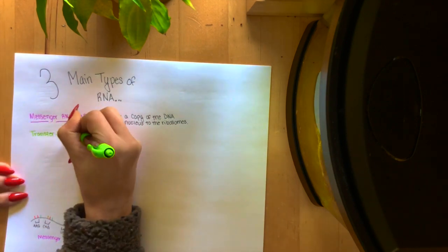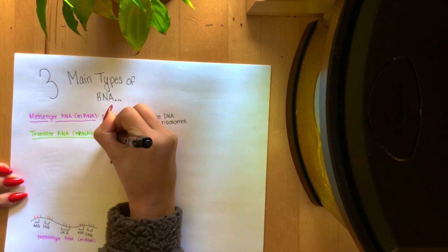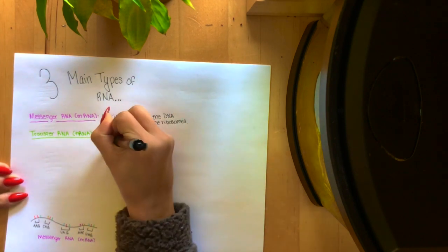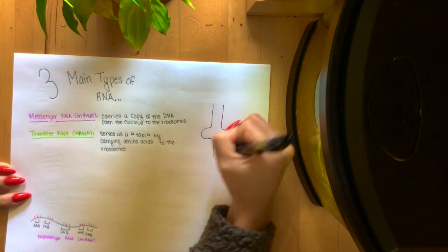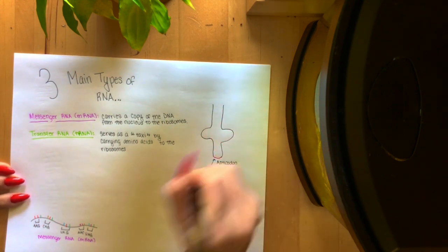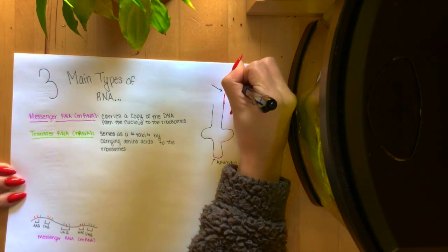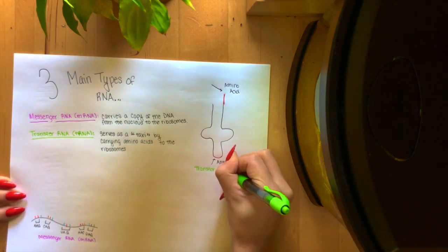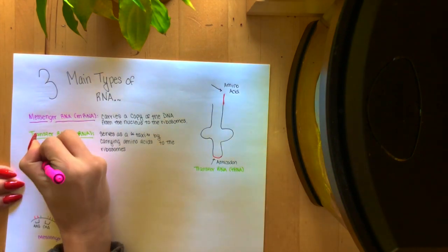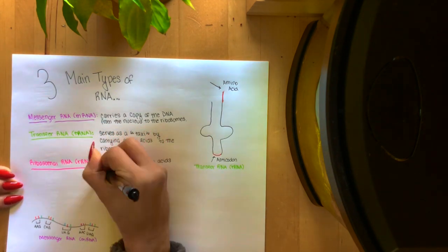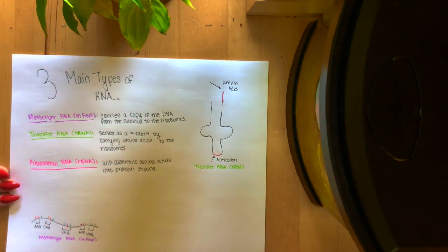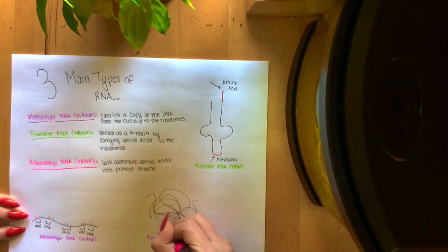The next is tRNA, or transfer RNA, which acts like a taxi and carries amino acids to the ribosomes. tRNA is shaped like a four-leaf clover that carries an anticodon at its base and an amino acid at the top. Last is rRNA, or ribosomal RNA, which assembles amino acids into protein chains. Unlike the last two, rRNA has a loose and messy shape.